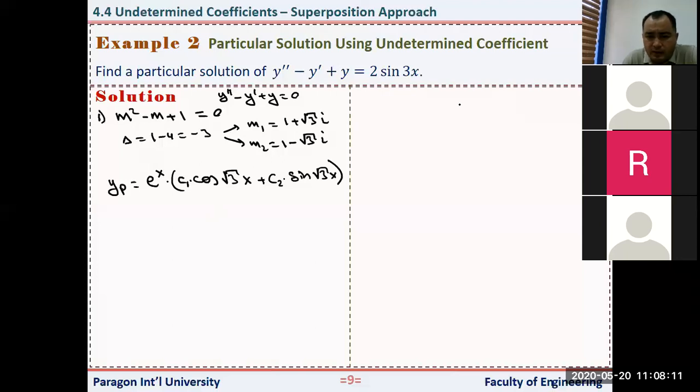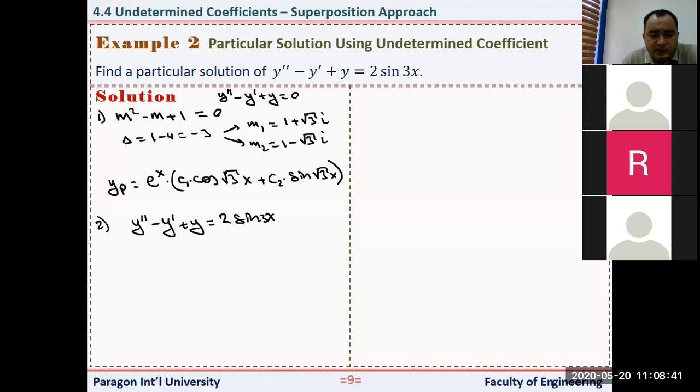We have 10 minutes left. Let's just continue a little bit, and after that, a break. That's our solution of this differential equation, right? Now we need to find the particular solution. To find it, we need to solve this part: y double prime minus y prime plus y is equal to 2 times sine of 3x.